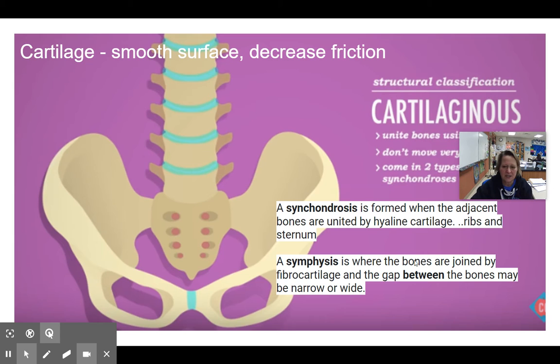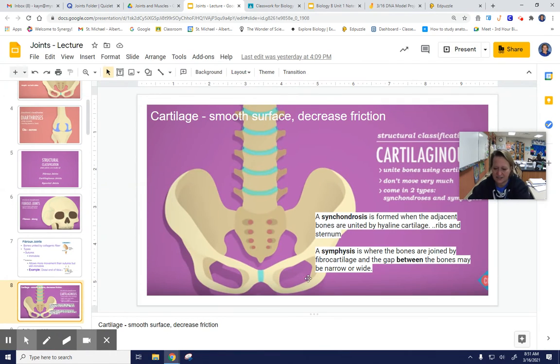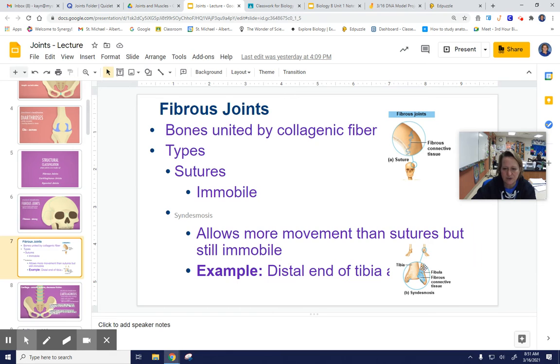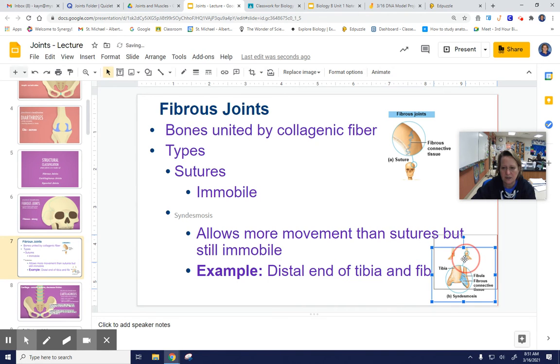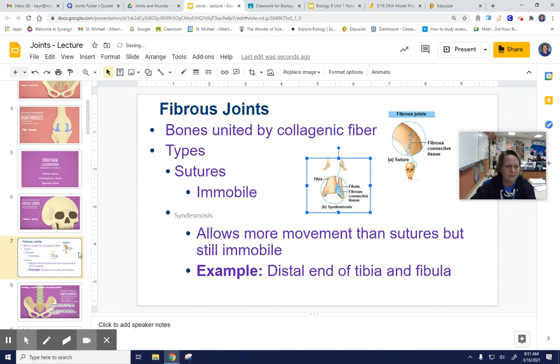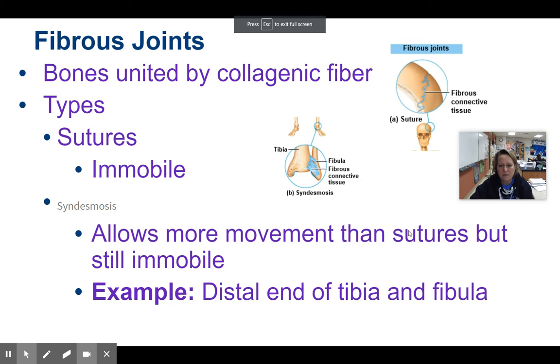You also have sutures that are still immobile, but provide a little bit more movement. Oops, I didn't have that moved so you could see. Let me move this. I'll move it up here. There we go. So this is showing your tibia and your fibula. They are connected right here. So syn, it's going to be able to move a little bit, but it's still pretty much immobile. You don't want your ankle flip-flopping around.